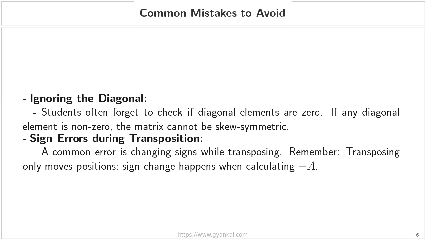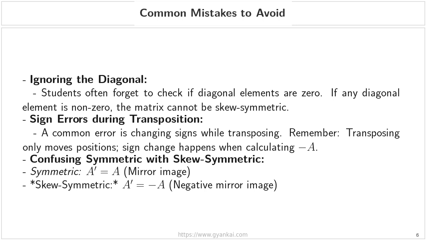Next, be very careful to avoid sign errors during transposition. I often see students changing the signs of the elements while they are swapping the rows and columns. It is crucial to remember that the process of transposing a matrix only involves moving the positions of the elements. The actual change in sign only occurs during the second step, when you are calculating the negative of the matrix, known as -A.